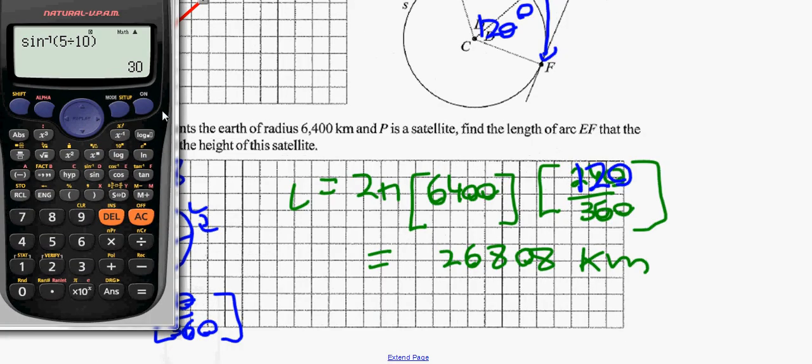So you're just going to get 2 multiplied by pi, bracket 6,400, and then another bracket of 120 divided by 360.